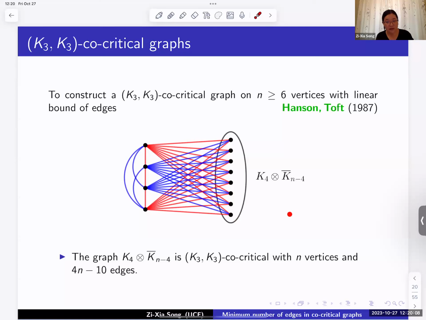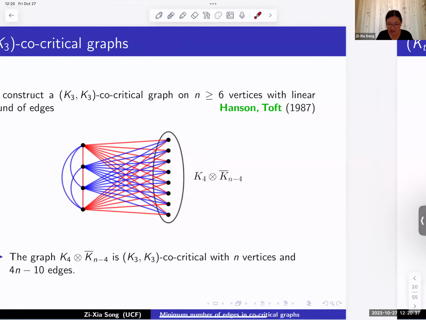Now from this picture, you see I created a co-critical coloring for you, right? This graph doesn't have a red K3 or a blue K3. But if you add any missing edge here, you get a K6. Now this construction gives you 4n minus 10 edges. So I do it slowly. I thought I may have undergraduate students here. Sorry if you are bored during the talk.